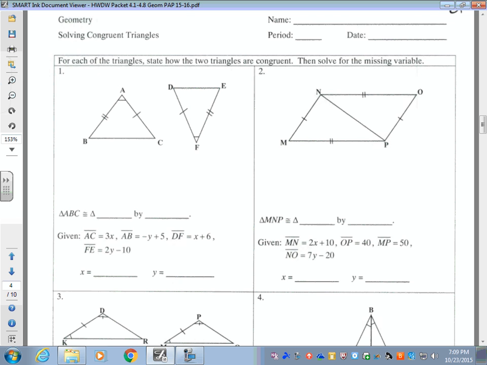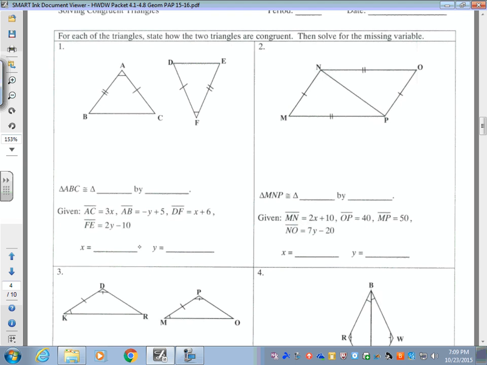The first one we have here, it's already marked for us. So they want us just to complete the congruency statement. But I just got to check the markings. If I look here, I have a side, I have an angle, I have a side. And then I look, 2 tick marks, angle, 1 tick mark. I see that the pattern exists in both triangles. So now I can say keeping the congruent statement.